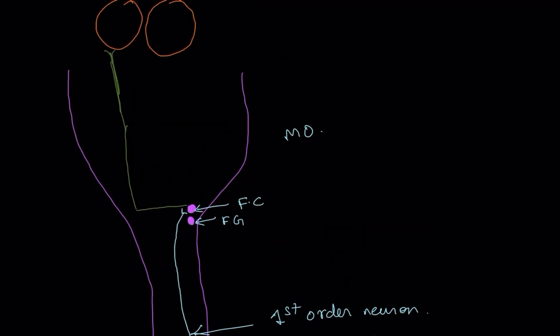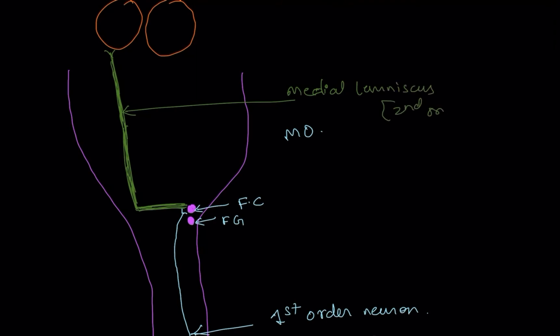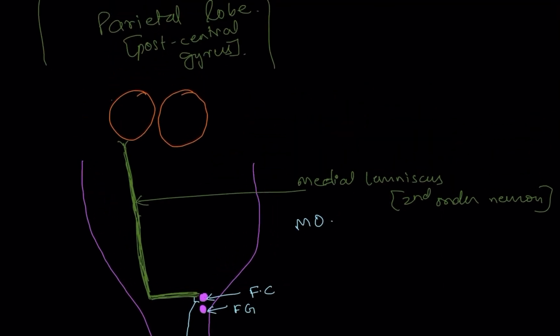And they go in a very big, fat bundle. This is the medial lemniscus. Second order neuron. Now from the thalamus, the thalamus will send this to the respective postcentral gyrus. Now this is the third order neuron. Understood?